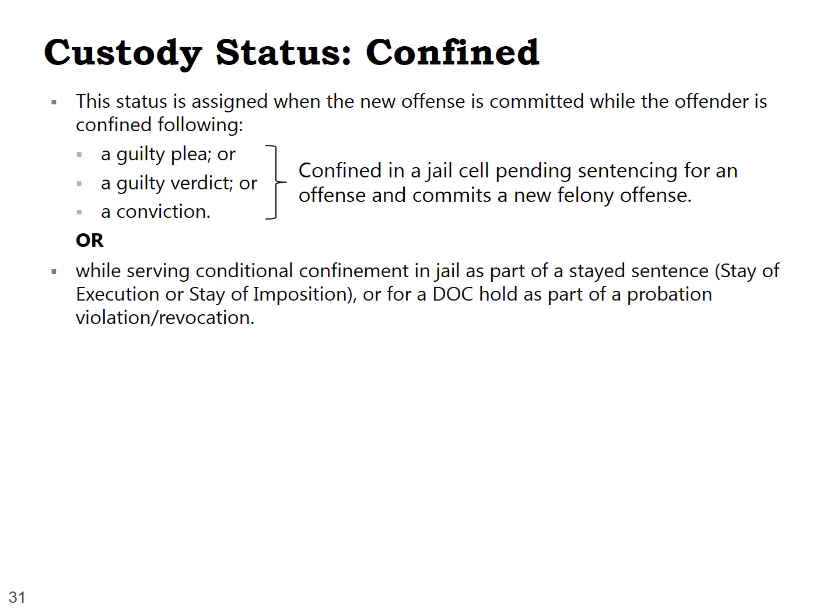The next way that we can assign confined as a status is when they are confined in jail following the imposition of a stayed sentence, during the conditional jail time as part of the terms of probation. So this is where we said they commit the offense while they're on probation, but in fact they're actually confined as an element of probation. So they're still going to get the custody status type. It's just that confined is the more appropriate type in this situation.